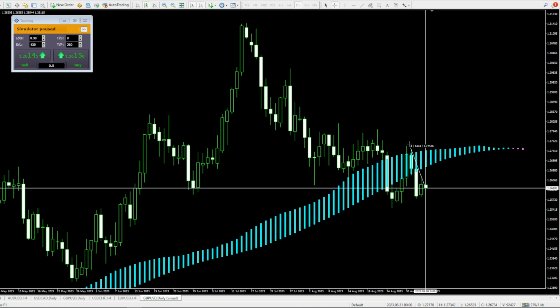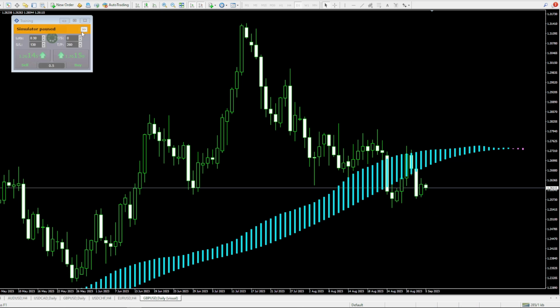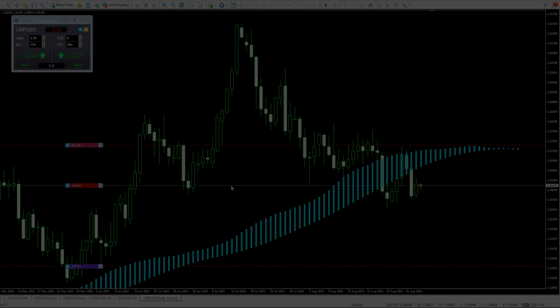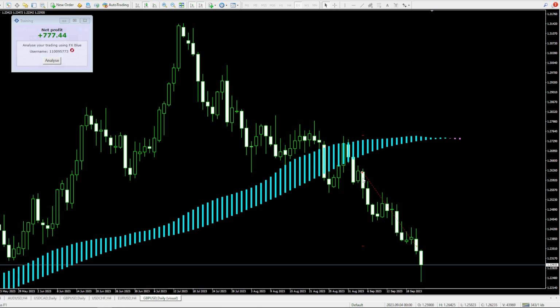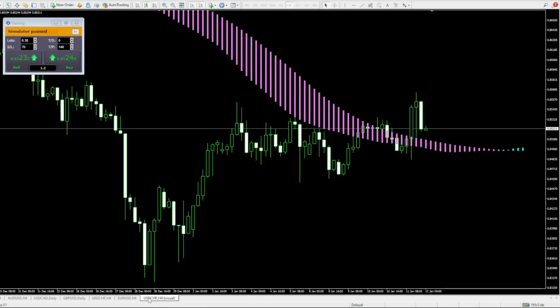For the sell trade, I will place my stop loss above the recent market swing at 130 pips and aim for double the return. Alternatively, you can trail your stop loss using the trigger zones indicator if you want to stay in the trade for longer. Next, let's explore our last trade example. For this, I've selected the US dollar against the Swiss franc in the 4-hour time frame.